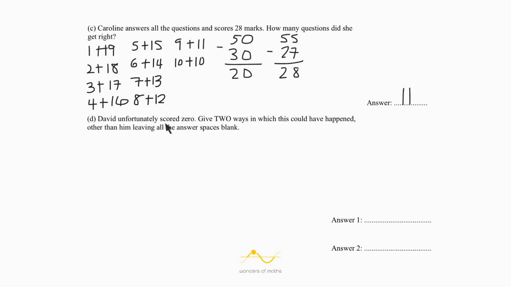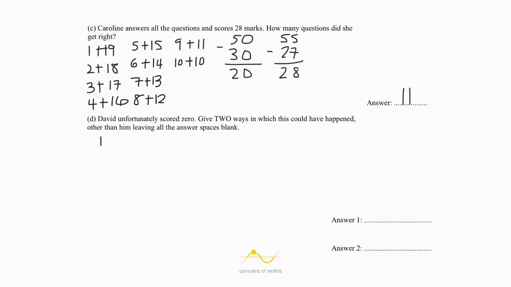David unfortunately scored 0. Give 2 ways in which this could have happened, other than him leaving all the answer spaces blank. The only way for this to have happened is if David's points that he gained from his correct answers and the ones he lost from his incorrect answers are the same, so that they would cancel out. If he gets 5 points for every correct answer and loses 3 points for every incorrect answer, then the first thing we need to do is look at our common multiples between 5 and 3.